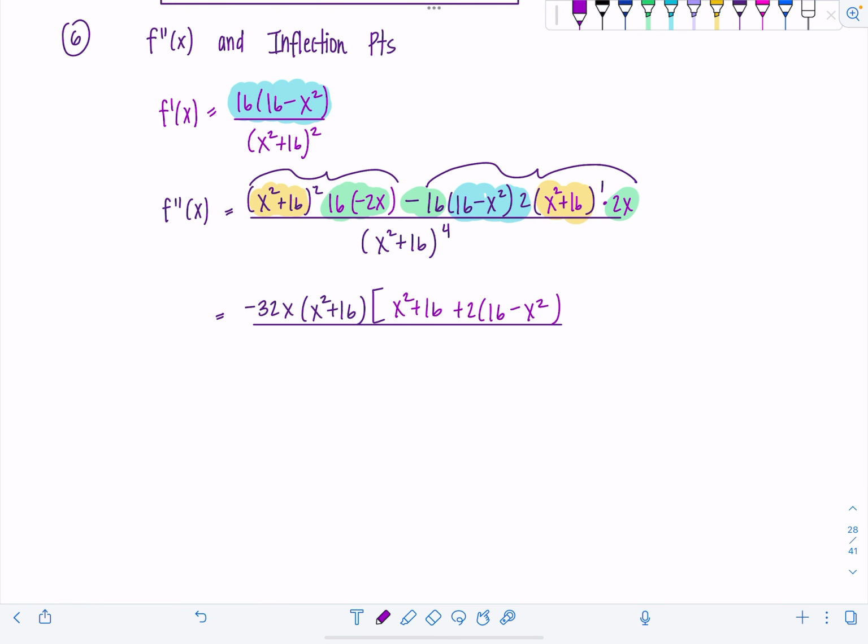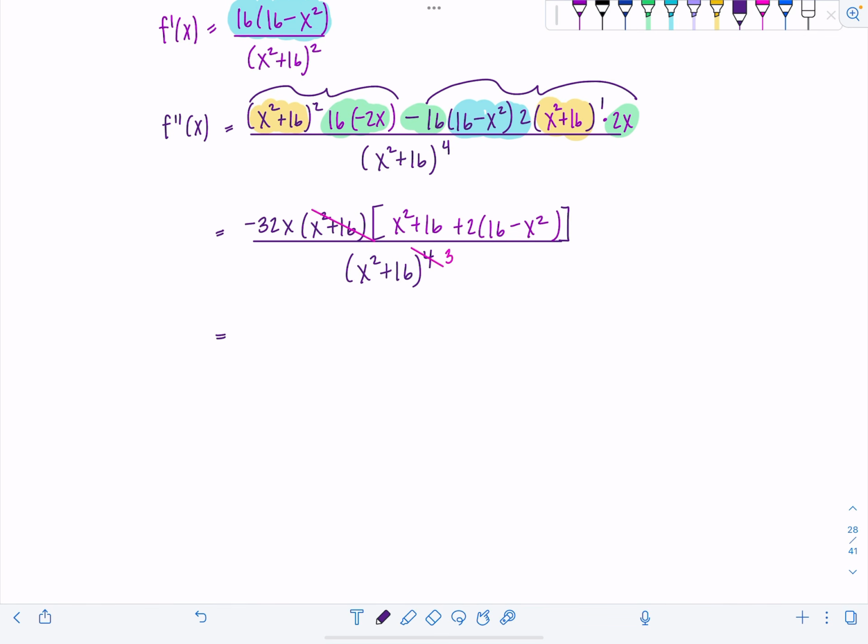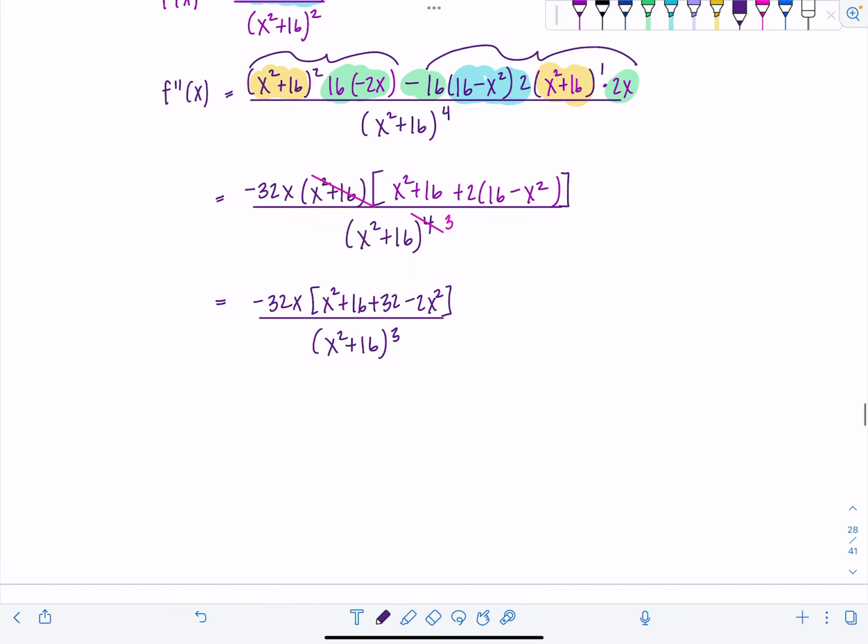Okay. See? Over x squared plus 16 to the 4th. Already, so much better. Don't you feel less stressed? This cancels with one of the x squared plus 16s in the denominator. Let's clean up further. So we've got -32x times x squared plus 16 plus 32 minus 2x squared over x squared plus 16 cubed. And then we just have to combine like terms.